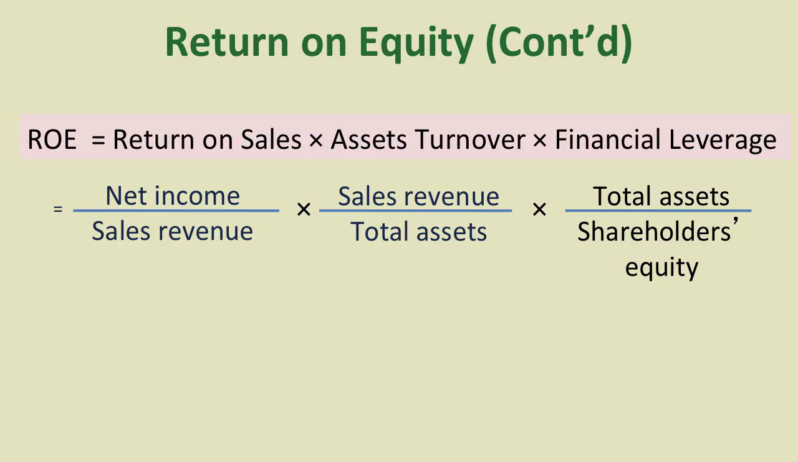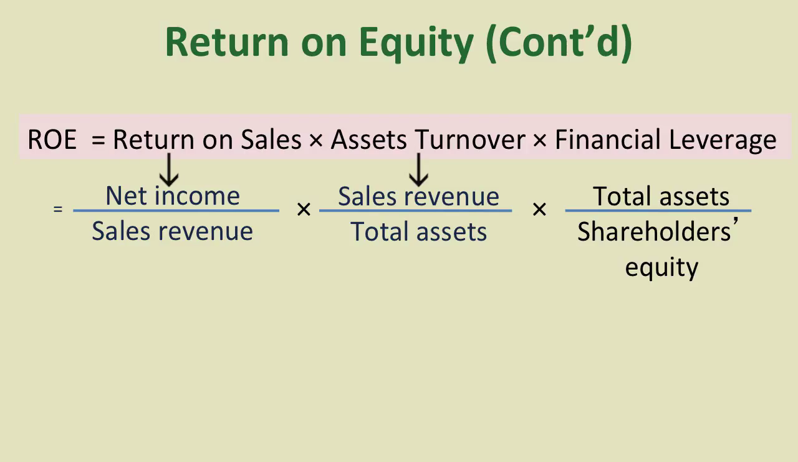Return on sales is calculated as net income divided by sales revenue. This ratio measures how much net income this company can generate from every $1 of sales revenue. We want this ratio to be high. The second part is asset turnover. It equals sales revenue divided by total assets, and this one measures how much sales revenue can be generated from every $1 of total assets. So this one measures the efficiency of this particular firm in generating sales revenue from the assets.